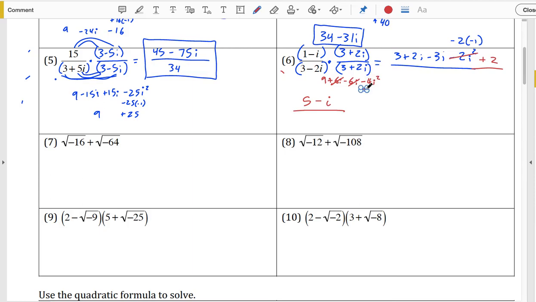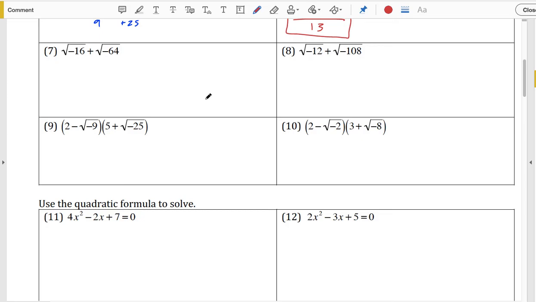Remember, that's minus 4 times negative 1. It's minus 4 times negative 1, which is plus 4. So I got 9 plus 4, which is 13. So 13 ends up being down here, just like that. So I got 5 minus i all over 13. So there is the answer for number 6.